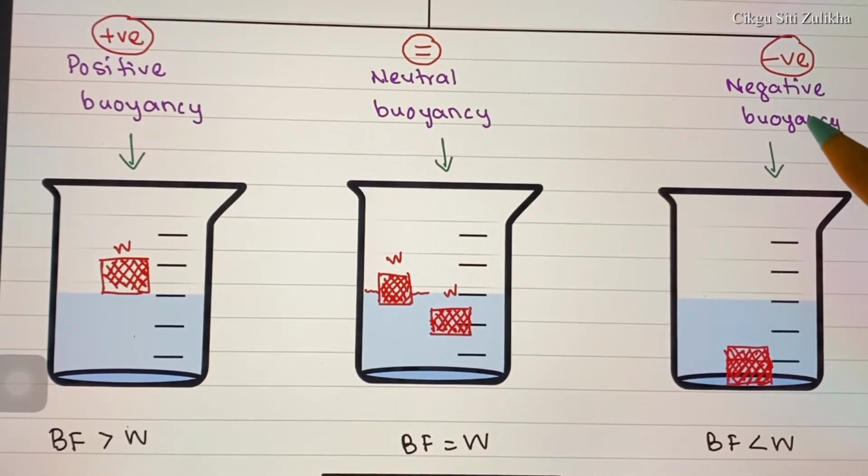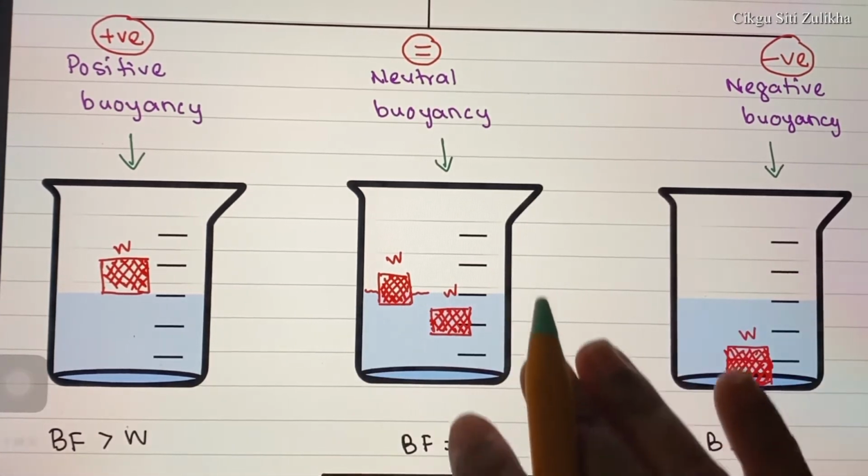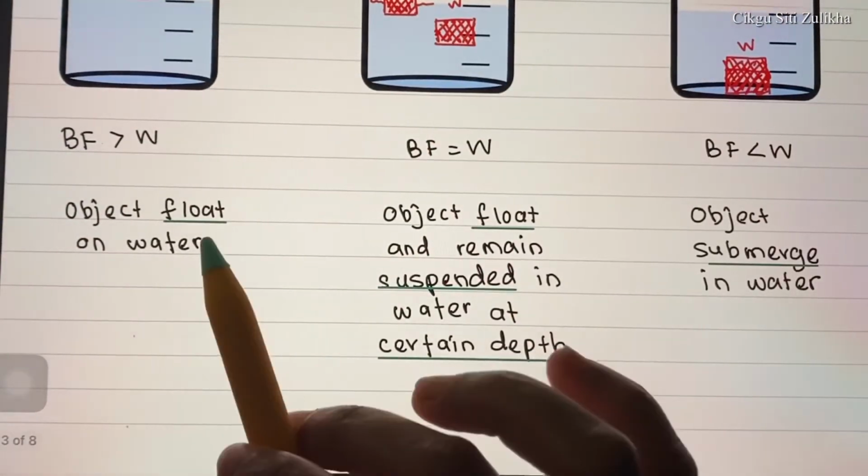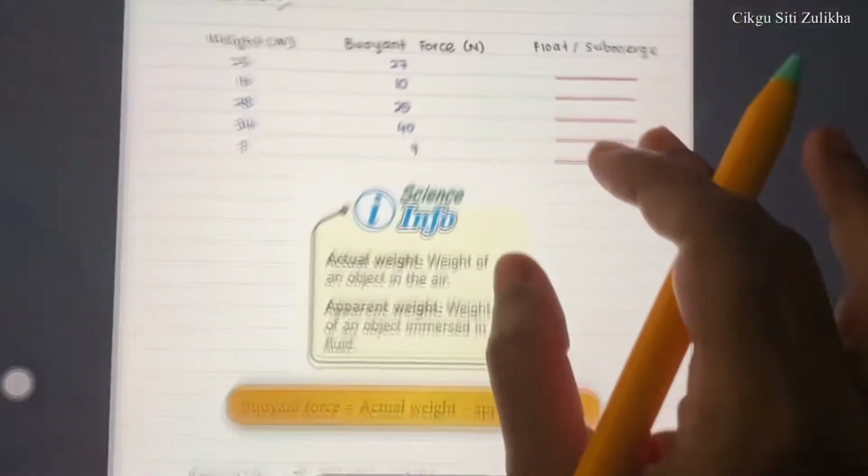Now, negative buoyancy is that your buoyant force is less than weight. So definitely lah dia akan submerge, tenggelam di bahagian bawah. So we have 3 types of buoyancy. Now, this is the explanation. Kita pergi kepada next thing.